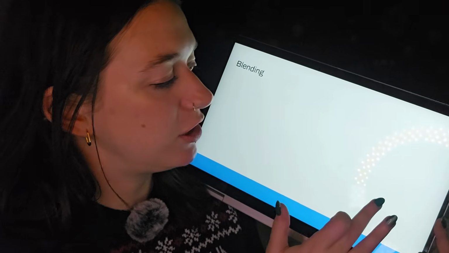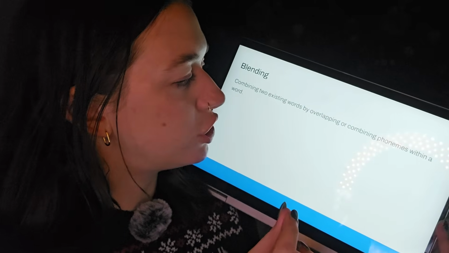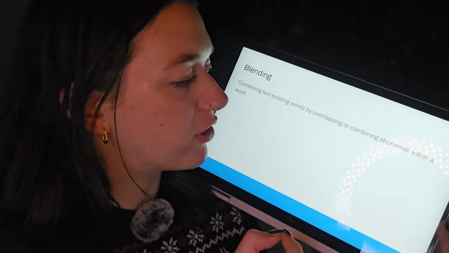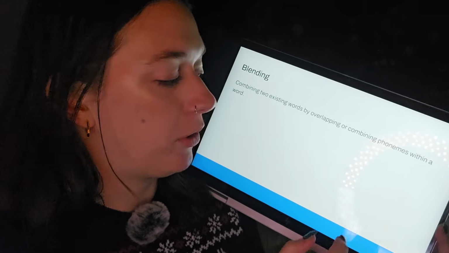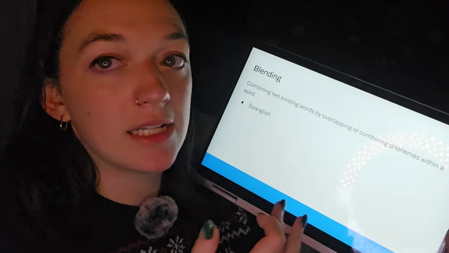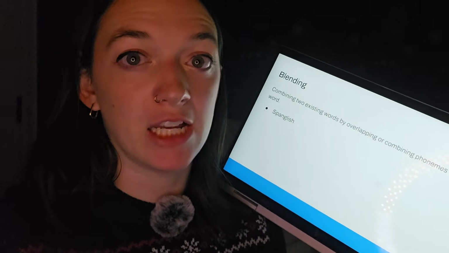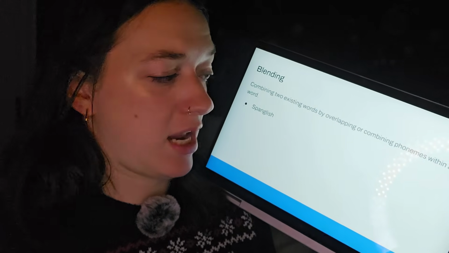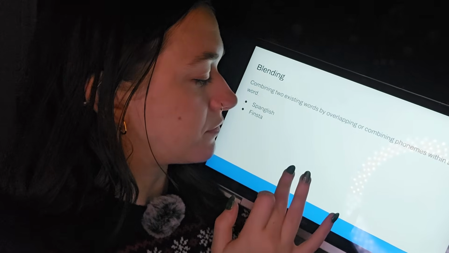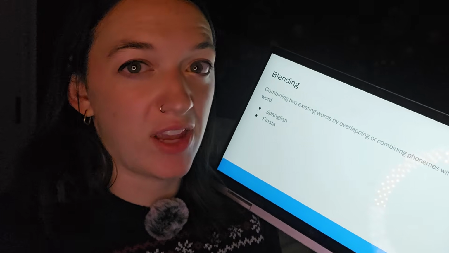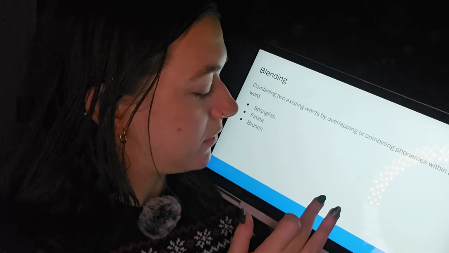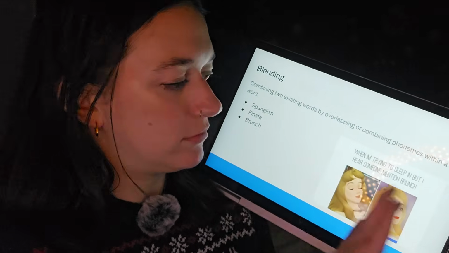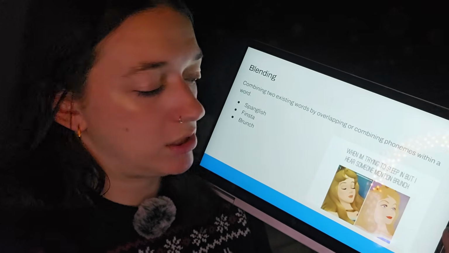Blending is similar, but is when we smush existing words together by overlapping or combining phonemes within a word. So things like Spanglish comes from Spanish and English, but they're not compounded, they're blended together. Finsta, so if you have like a fake Instagram. Brunch is breakfast and lunch. I love brunch. That's all I gotta say.